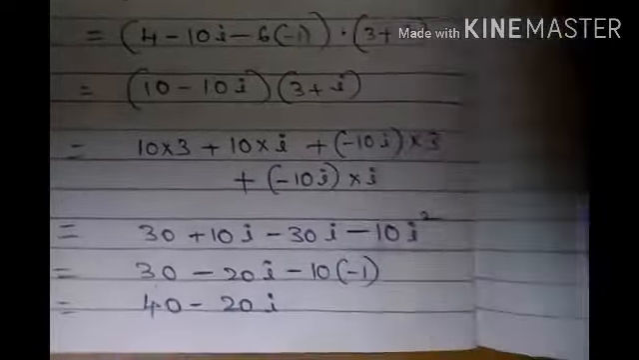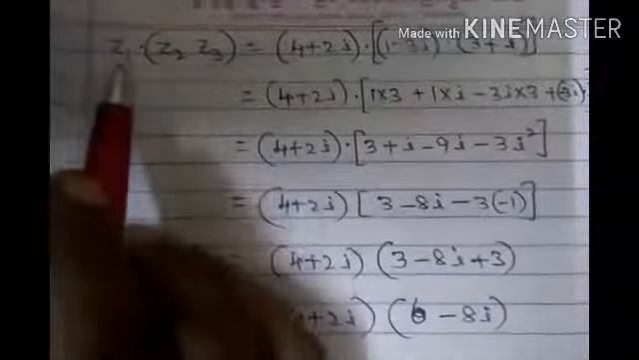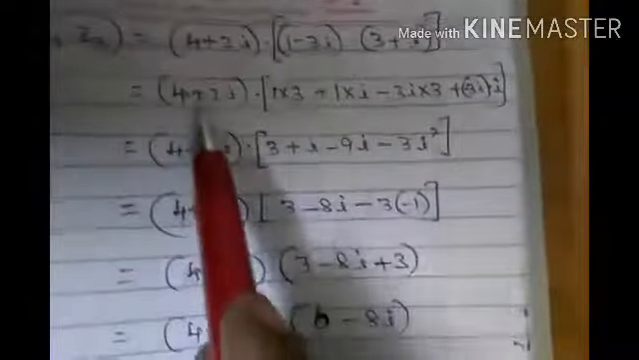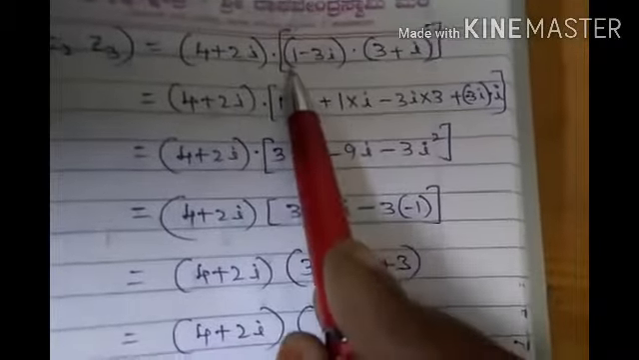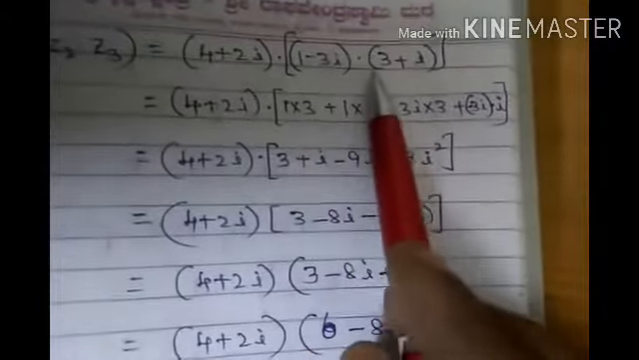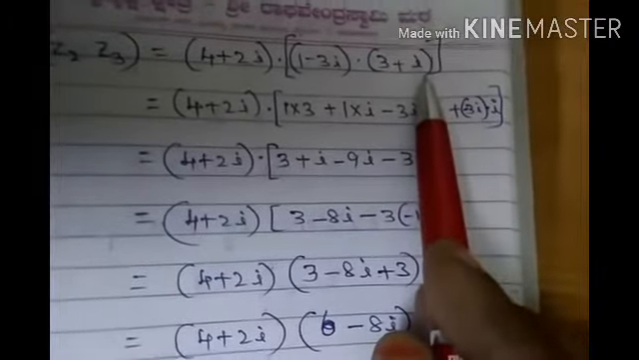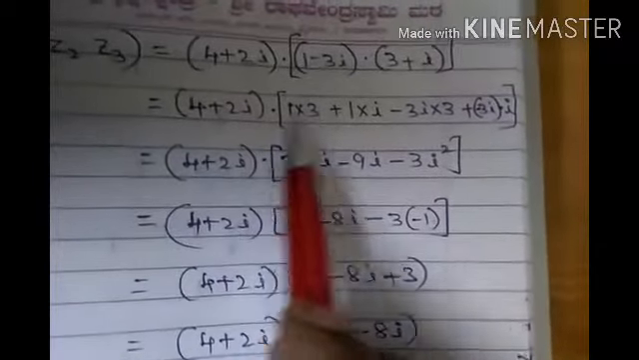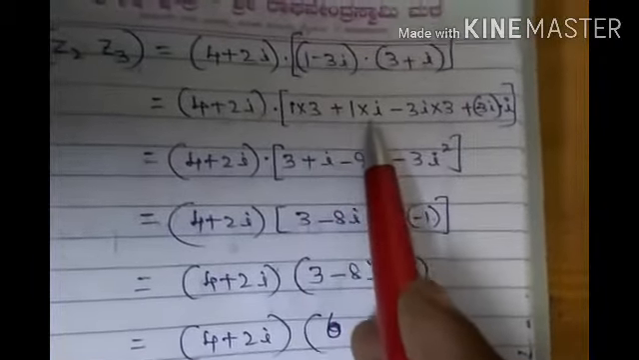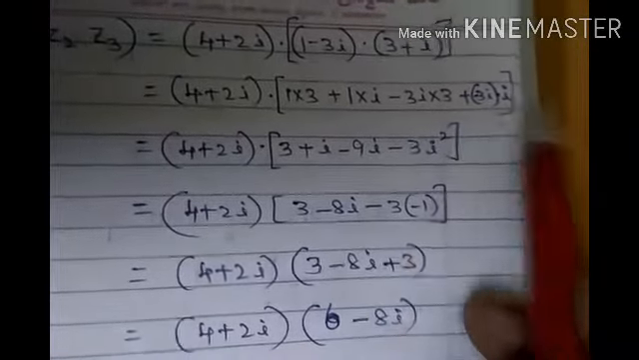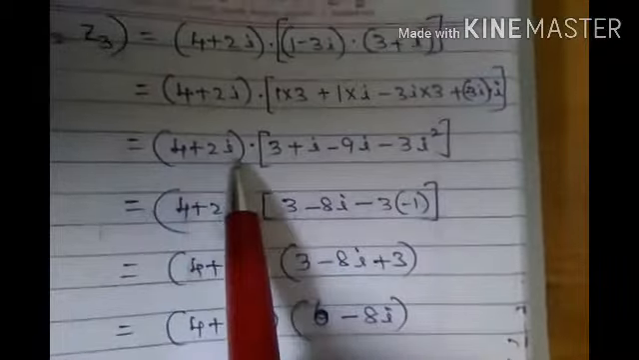Now take the RHS side. Z1 into (Z2 into Z3) is equal to (4 plus 2i) into (1 minus 3i) into (3 plus i). Here I am multiplying (1 minus 3i) into (3 plus i) first. Therefore, it is equal to (4 plus 2i) into [1 into 3 plus 1 into i minus 3i into 3 plus minus 3i into i].